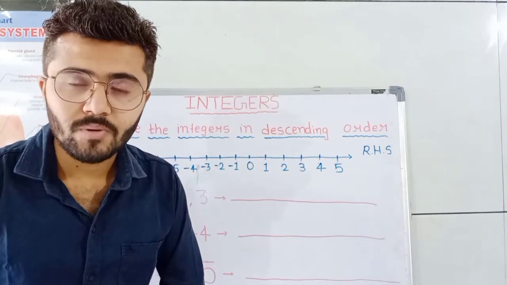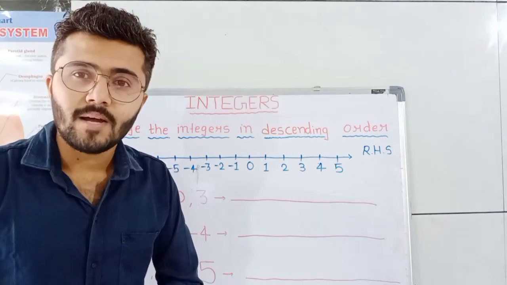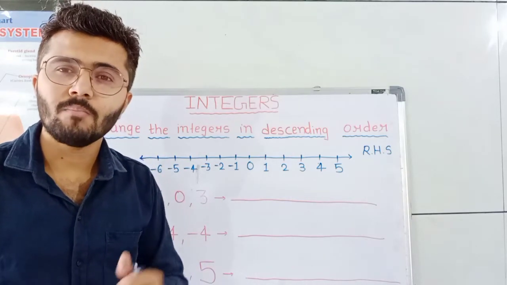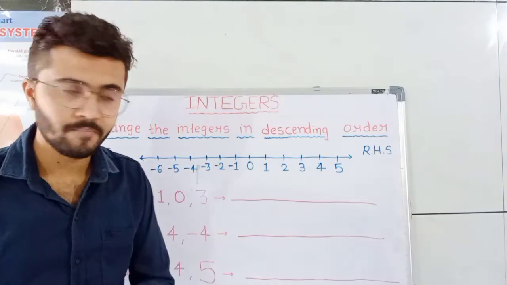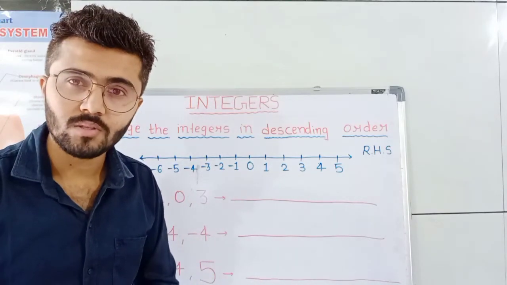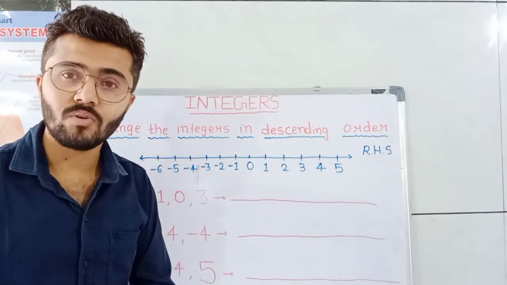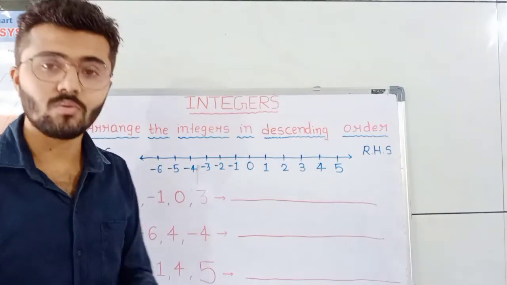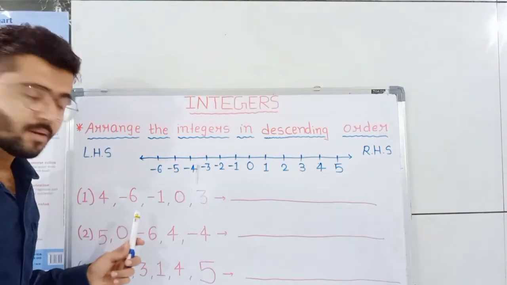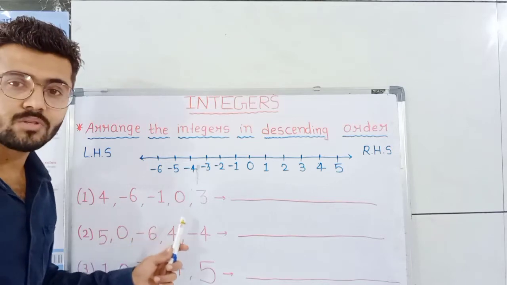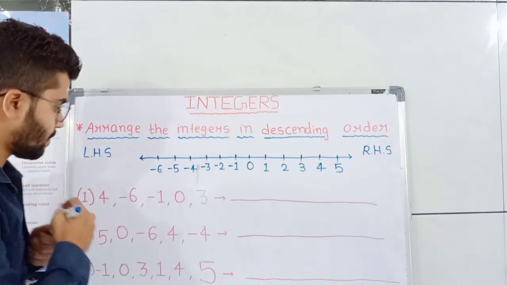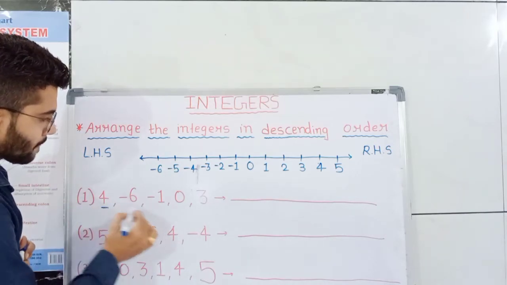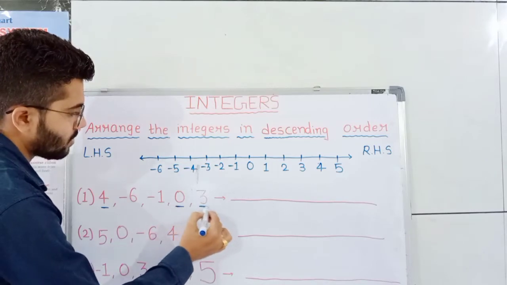So as I told you in the previous part, if you want to arrange the integers in ascending order, first of all we highlight the negative numbers, right? Then it will be easy for you to solve the question. In descending order, first of all we will try to highlight the positive numbers, right? So in the first question we are given 4, -6, -1, 0 and 3. Which are the positive numbers here? So we'll see the positive numbers are 4, 0 and 3.